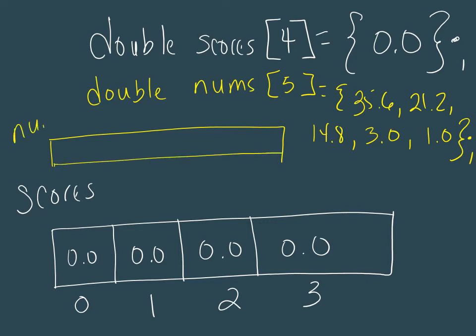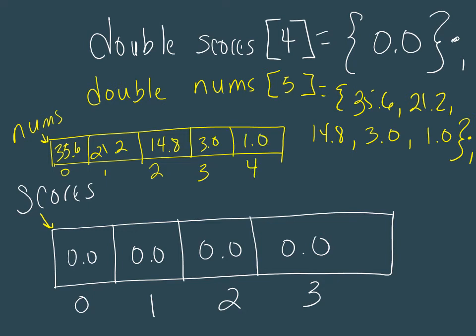So what that would do is it would create an array called nums. It has an index 0, which would have a 35.6, an index 1, which has a 21.2, an index 2 with a 14.8, an index 3 with a 3.0, and an index 4 with a 1.0. And it's very common to get confused and forget that if I have 5 elements in my array, that goes 0, 1, 2, 3, 4. If I have 4 elements in my array, 0, 1, 2, 3.